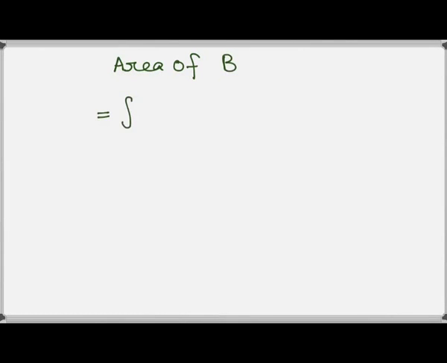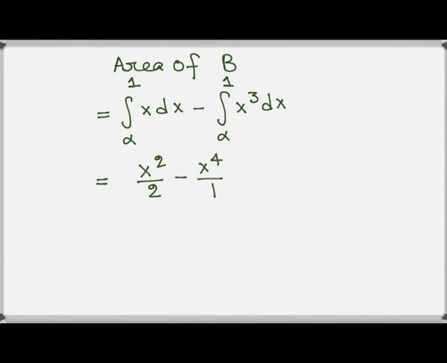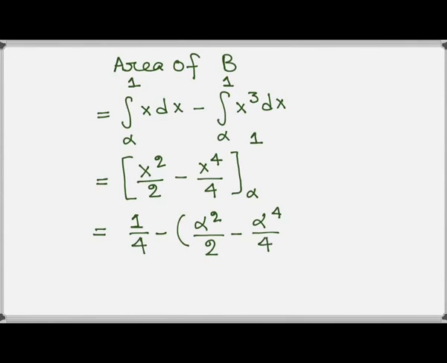This is integral from alpha to 1 of x dx minus integral from alpha to 1 of x cube dx. So we have here x square divided by 2 minus x to the power 4 divided by 4, and we evaluate it from alpha to 1. So we have 1 by 4 minus alpha square divided by 2 minus alpha to the power 4 divided by 4.